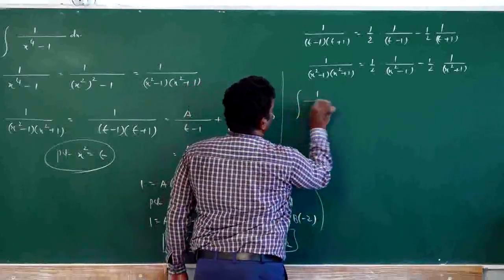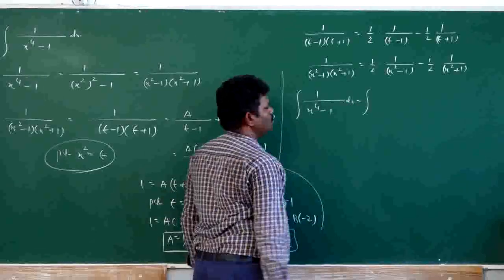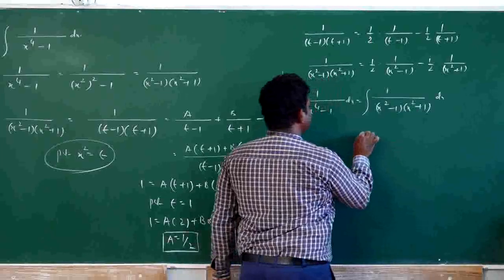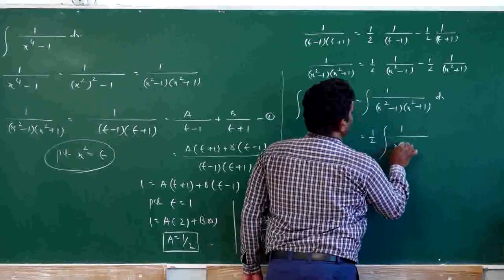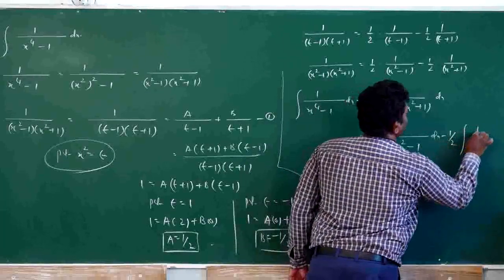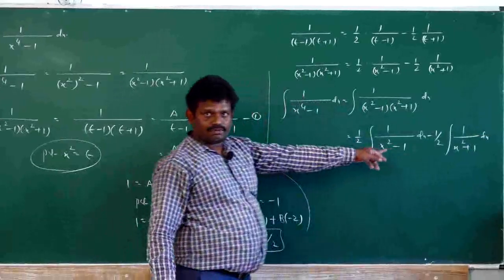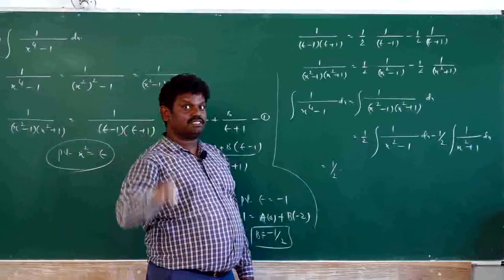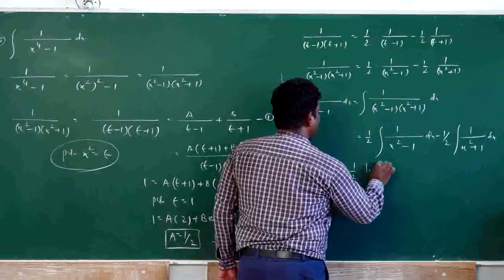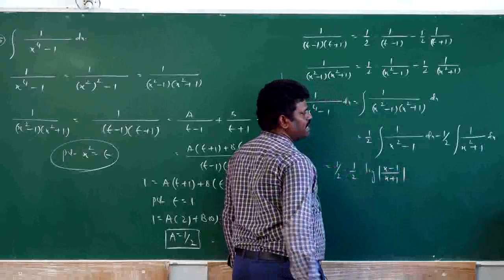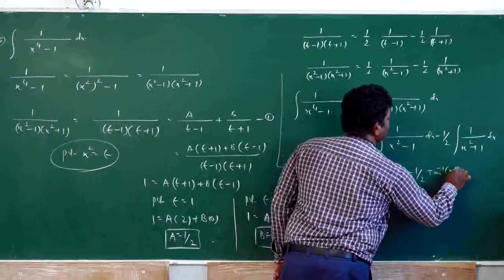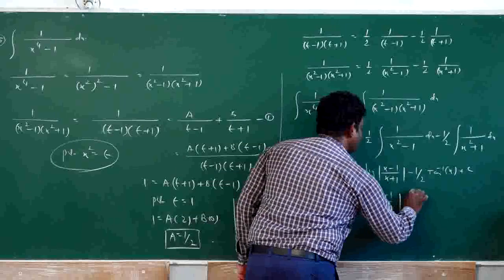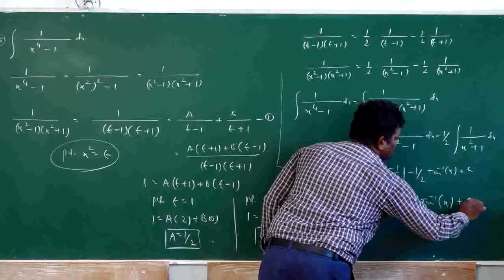Then see, integral of 1 by x power 4 minus 1 dx is equal to integral of 1 by x square minus 1 into x square plus 1 dx, that is equal to 1 by 2 integral of 1 by x square minus 1 dx minus 1 by 2 integral of 1 by x square plus 1 dx. Okay, now using my integral 1 by x square minus a square formula, first result, 1 by 2a log of x minus a by x plus a, we get 1 by 2 into 1 by 2 log of x minus 1 by x plus 1 minus 1 by 2 tan inverse of x plus c. So finally 1 by 4 into log of x minus 1 by x plus 1 minus 1 by 2 tan inverse of x plus c.